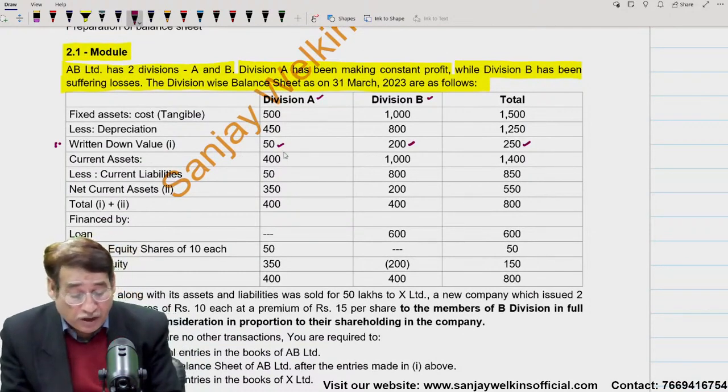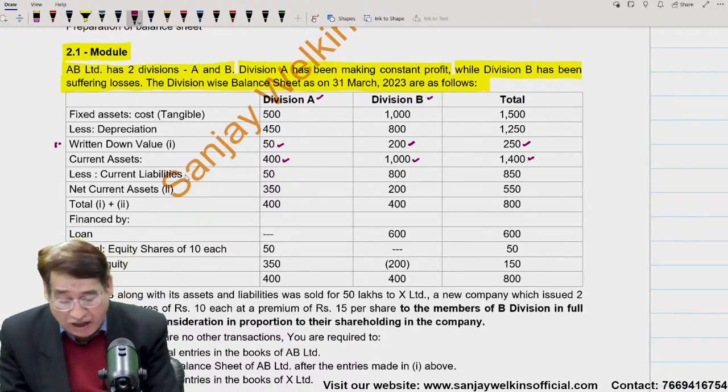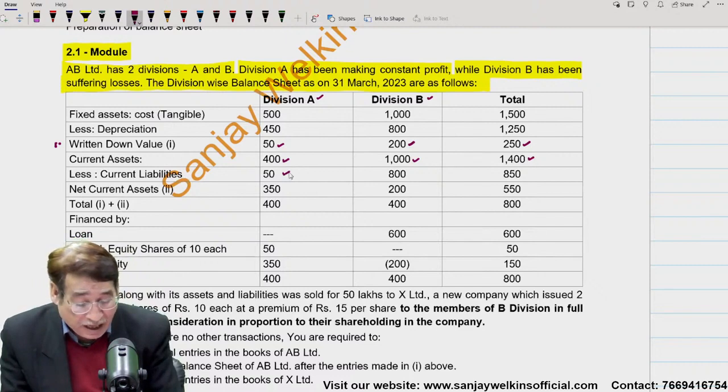Further, we are given in this particular question current asset also. As far as current assets are concerned, we see that current assets are given to us as 400, 1000 and total is 1400, correct? 400, 1000, 1400. And just to zigzag the things, they have written less current liability.